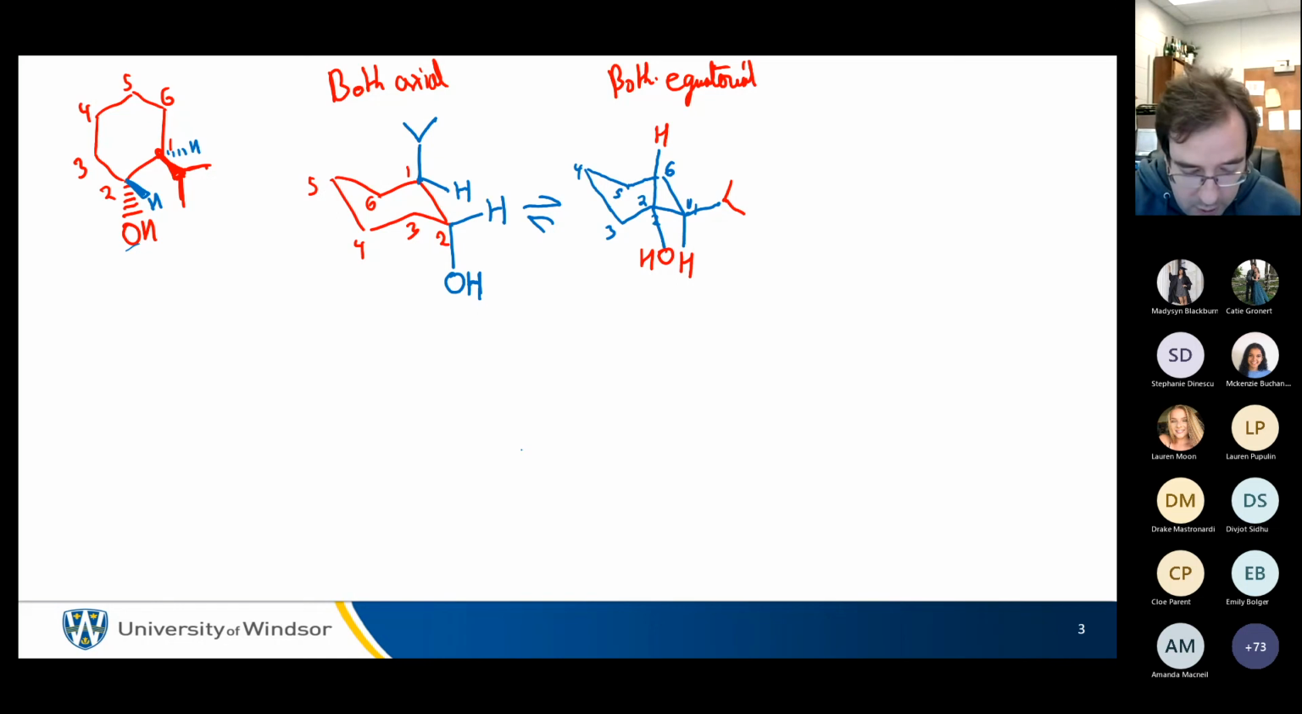So if I switch my view here, I better be seeing that the hydrogen is in the up position, and this axial down position is the OH. And here, the isopropyl group is up, coming out of the plane, and the hydrogen is going back and down into the plane.